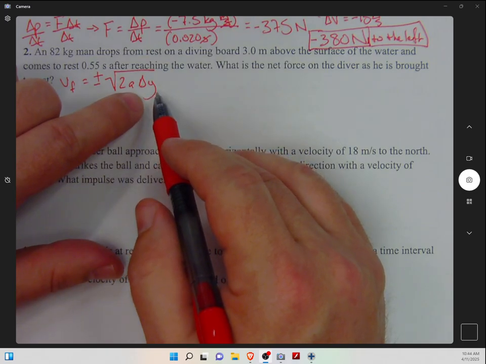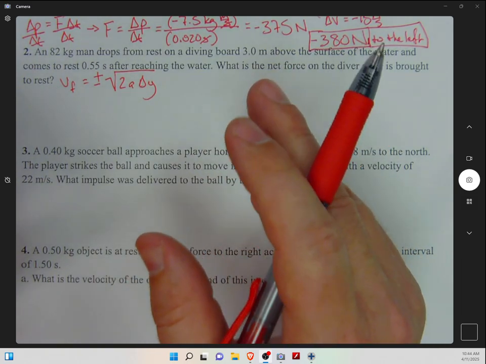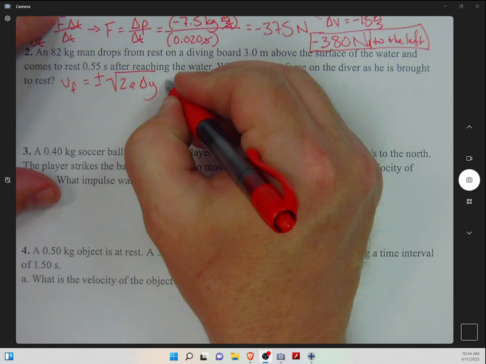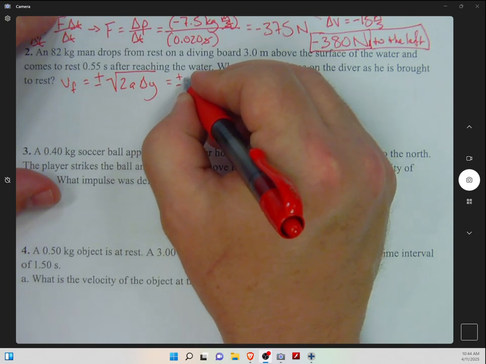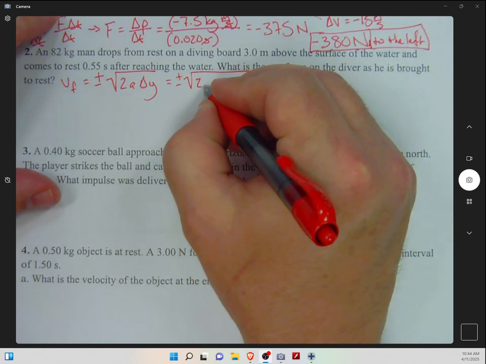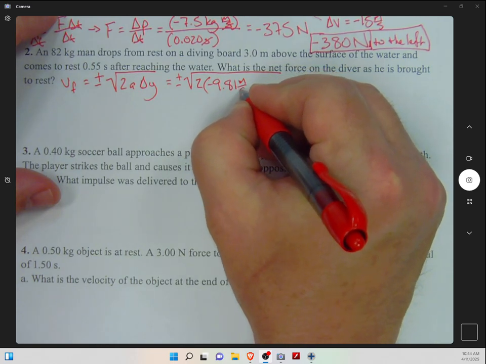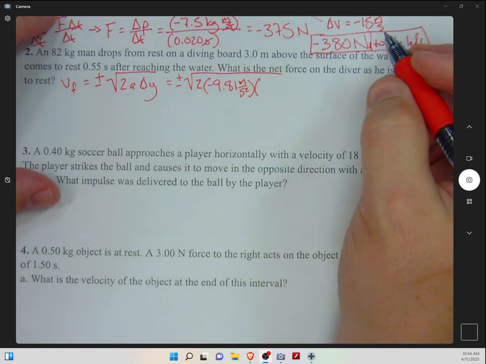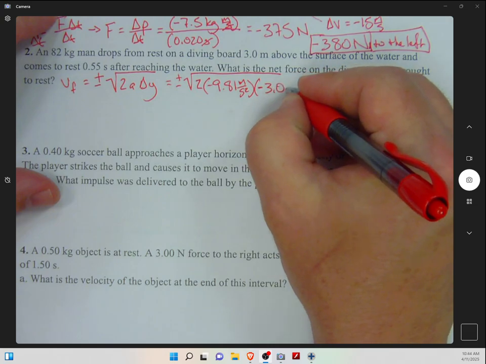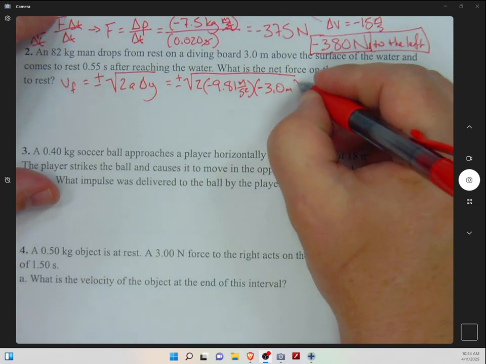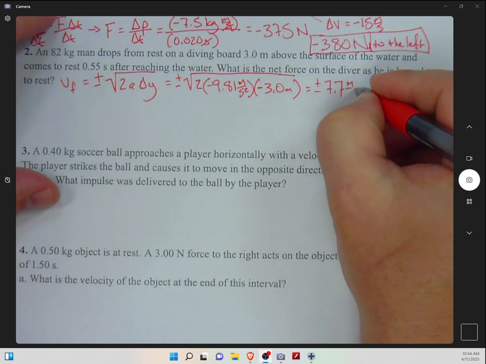So initial velocity is 0, I can get rid of the initial velocity. I'm going to use delta y, obviously, because he's falling, so the change in position is happening in the vertical direction. Now, if I plug in what I have, I'm going to go plus or minus the square root of 2 times negative 9.81 meters per second squared, and my change in position is down, so negative, down 3 meters. That's going to give me a plus or minus 7.7 meters per second.